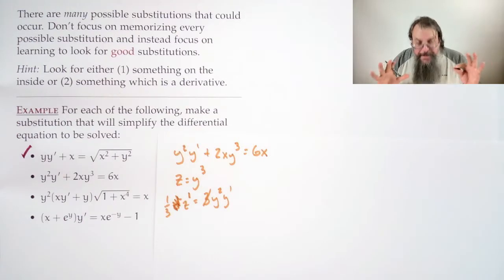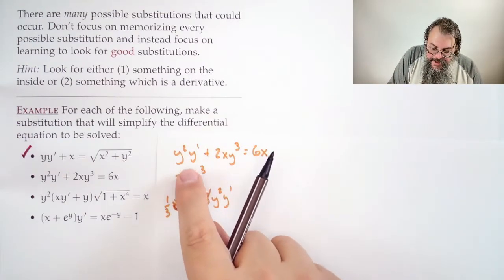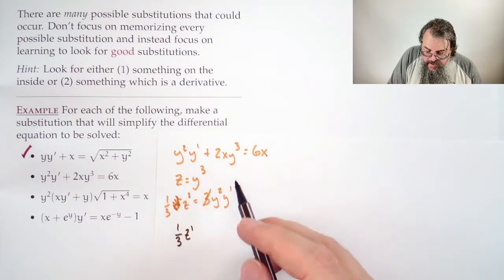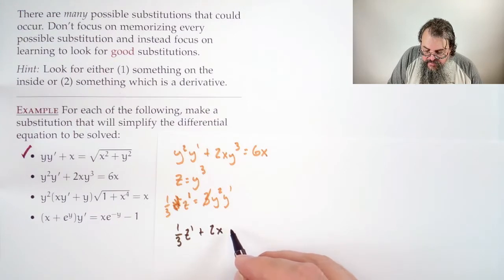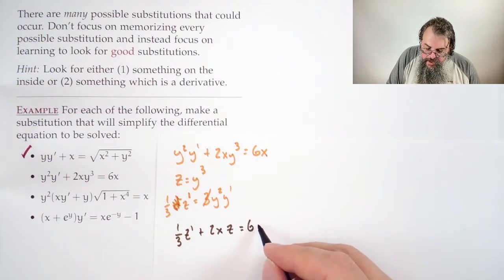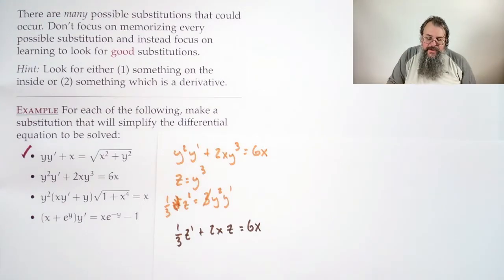All right. Sorry. Distractions. Let's get back to where we were. So the y squared y prime is our 1/3 z prime. 2xy cubed will be our 2xz. And our 6x will be our 6x, because we're replacing the y's. Our real goal is not to replace the x's right now. We're replacing the y's because that's the y prime.